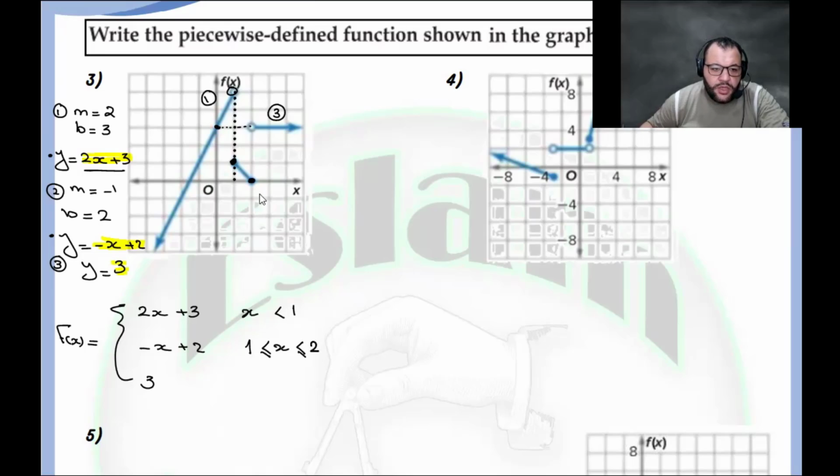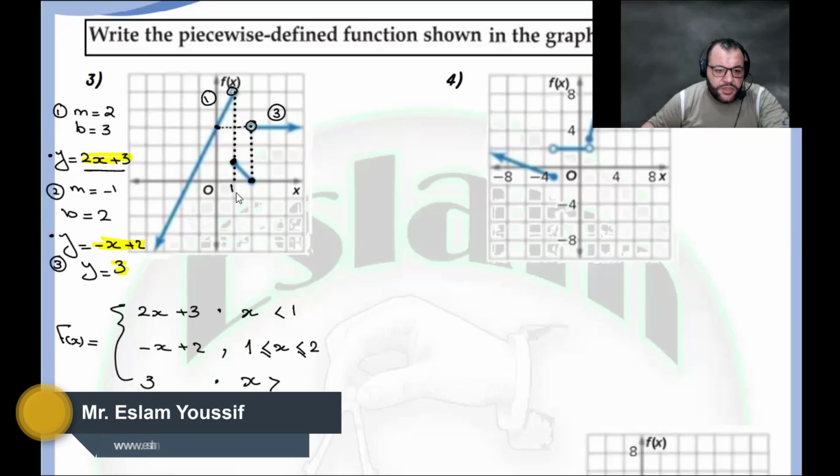Number 3 is bounded or unbounded? Ray, unbounded. Is it going to the right or to the left? Right. Right means greater than, left means smaller than. So x is greater than 2. It starts from an open circle, so it will be only greater than. Go from here and look at x: this is 1, that's 2, so it will be greater than 2. That's how we can write the function.